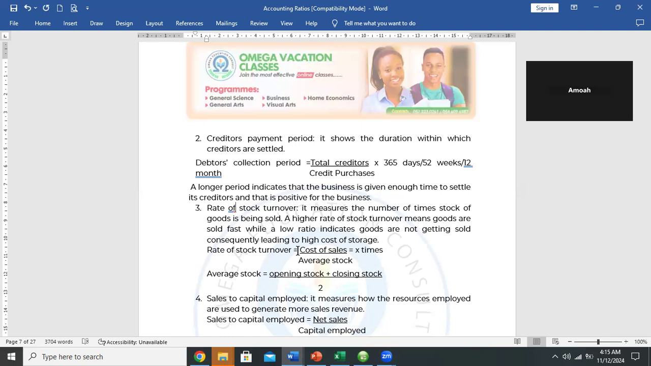And you all know where to find your cost of sales in the trading account. Your average stock here is your opening stock plus closing stock divided by 2. So you find the average between your opening and closing stock. In some questions you may not find your opening or closing stock. Whatever stock is there, use it as the average stock. Whatever figure you get, you just add the word times to it. So if you get 2 times, 10 times, then the 10 times is better because it means that the business is able to sell its stock 10 times.